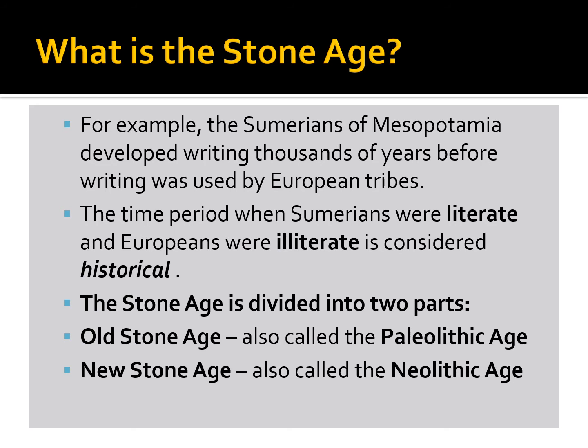So you might hear in the book and elsewhere this time period referred to as quote-unquote the Stone Age, right? And how we're moving from the old Stone Age to the new Stone Age, something that we call the Paleolithic versus the Neolithic age. For example, the Sumerians of Mesopotamia developed writing thousands of years before writing was used by European tribes, right? The time period when Sumerians were literate and Europeans were illiterate is considered historical, right?